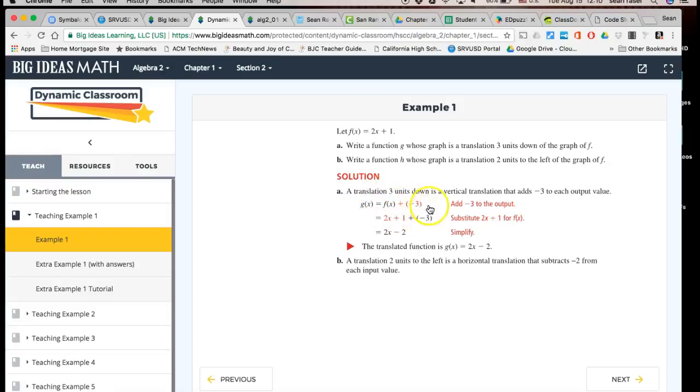The thing that really helps when you're making this new transformed function is making sure that you first leave your new function in terms of f while you make your change, and then substitute the original value for f of x. Okay, now let's go ahead and look at how we do a translation 2 units to the left.